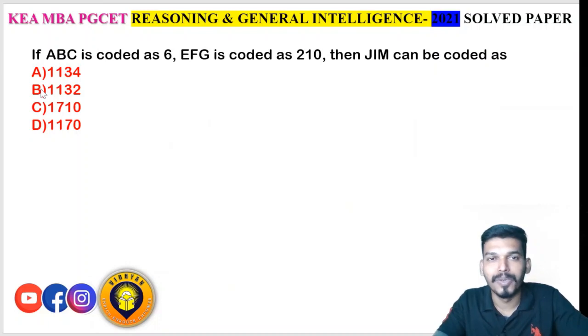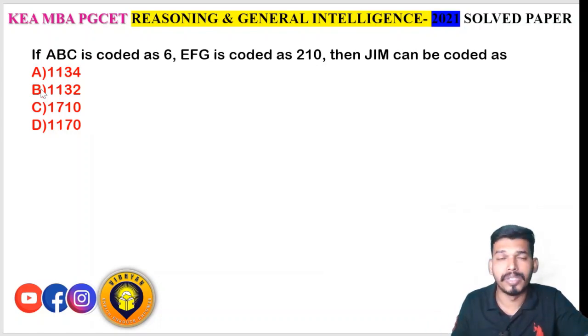If ABC is coded as 6, EFG is coded as 210, then JIM can be coded as? Think, for ABC to be 6, you should know the place value. First think about the place value. A place value 1, B place value 2, C place value 3. If you multiply these 3 digits, 1 times 2 is 2, 2 times 3 is 6, correct?